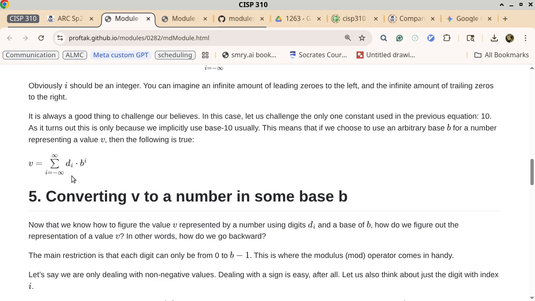So this is how we can generalize, whatever the base you're dealing with, as long as the base is a constant B, just stick it here. The D of i's are the individual digits of the number. V is the value represented by the number. So this immediately pops up a new question: what is the difference between a value and a number?